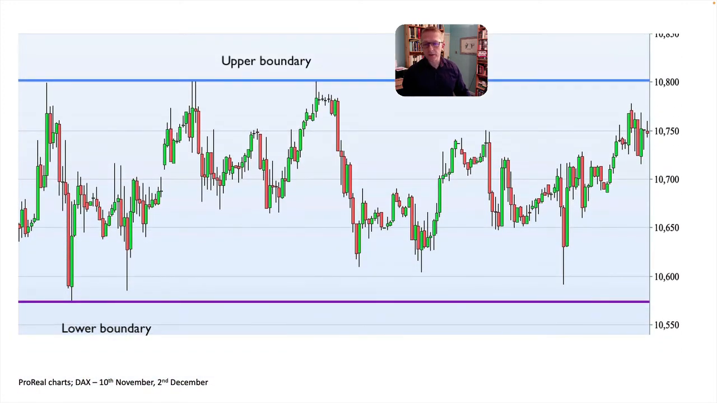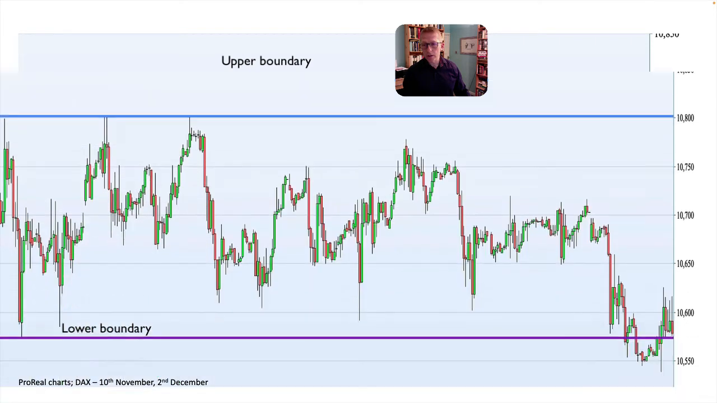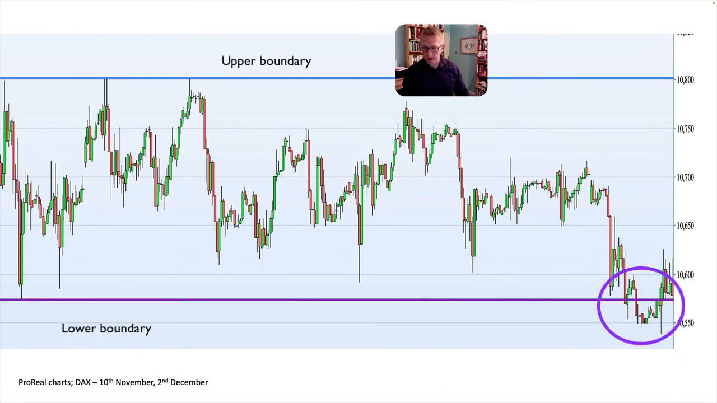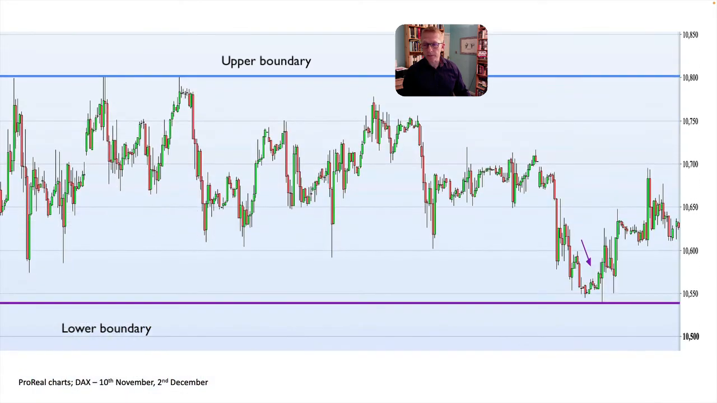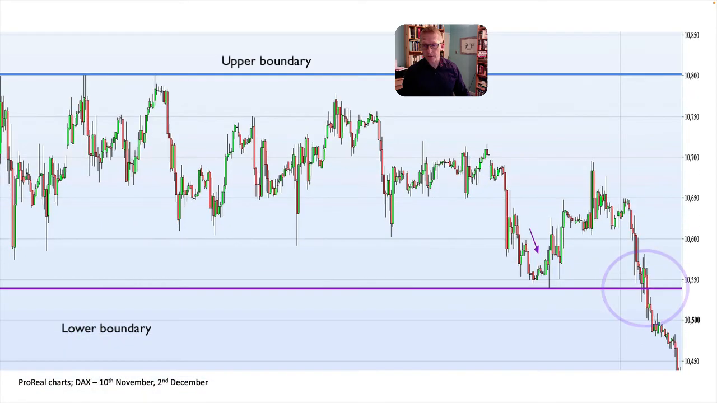Then we have an attempt to break the lower boundary, which fails. After such failures, I typically move the boundary of the range to indicate its new limit. The market returns into the box until finally it does break through the lower boundary.